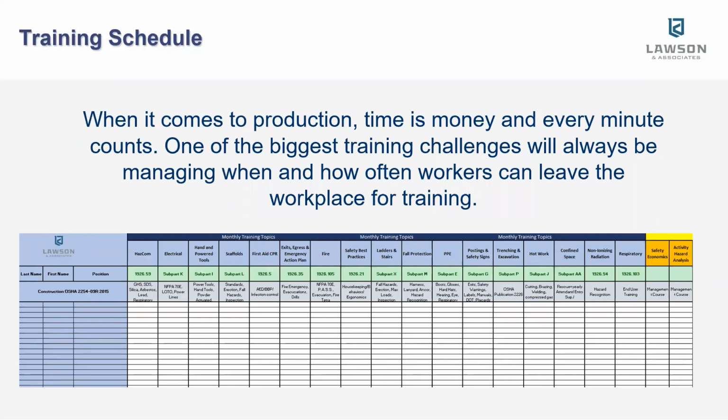So when it comes to production, time's money, right? Time is valuable, minutes count. And one of the biggest challenges I always hear is that we can't pull people off the job, or we don't have time for this or that. To me, that's an indicator that we haven't planned ahead, right? You can shut a job down and still cycle people through training on an annual or semi-annual or biannual basis, depending on what the subject is.